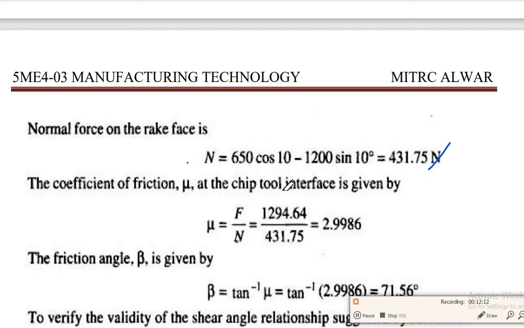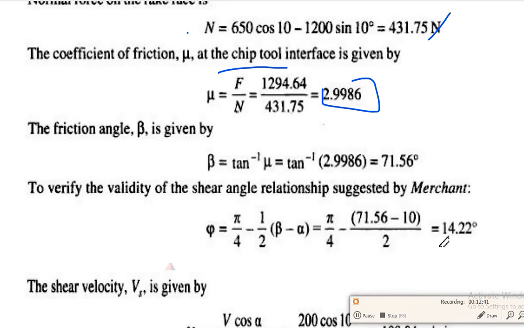Now the coefficient of friction mu at the chip tool interface is given by mu is equal to F by N. Now what value we got in the previous calculation, F is equal to 1294.64 by 431.75. So after dividing these values, we will get the value of mu is equal to 2.9986. Now the friction angle beta, we can find beta is equal to tan inverse mu. So tan inverse of 2.9986, we will get the value of beta is equal to 17.560 degree.